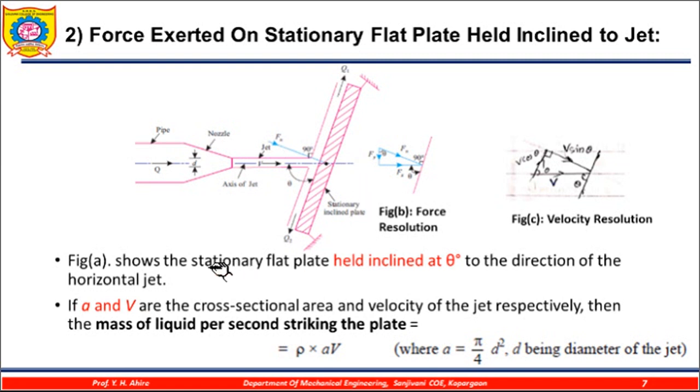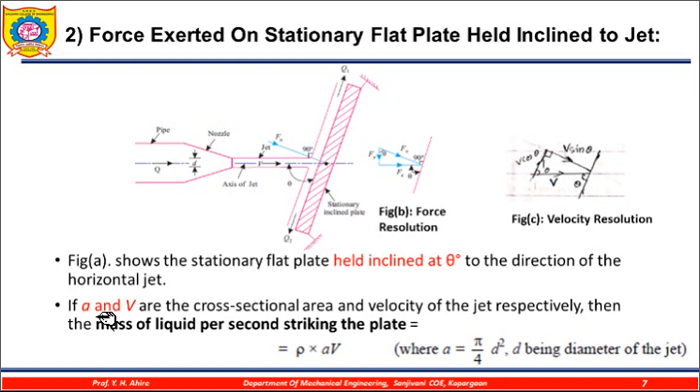Okay. So the figure shows the stationary flat plate which is held inclined at theta degree to the direction of the horizontal jet. Please note theta degree is defined on the lower side, between the jet and the plate surface. Okay. This theta is defined on the lower side of the jet and surface of plate. Please note this. We are not defining theta anywhere else. Okay, this is important.